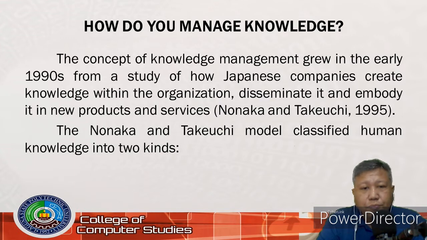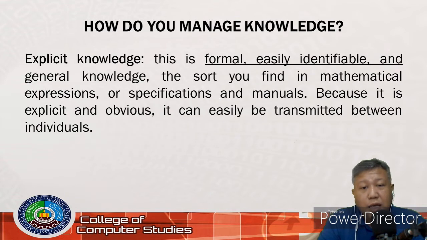So, meron daw, ayon kay Nonaka and Takeuchi, meron dalawang klase ng knowledge. Yung tinatawag na explicit knowledge, ito yung knowledge na formal, easily identifiable, and general knowledge. So, for example, mathematical expressions, product specifications, and manuals. So, because they are explicit and obvious, mabilis i-communicate sa two different individuals. So, explicit knowledge ang tawag dyan.